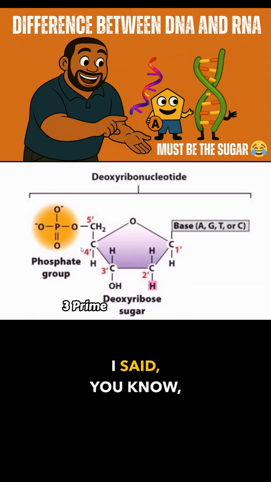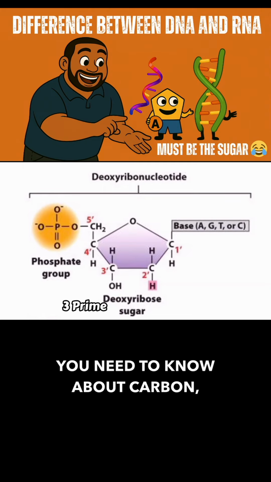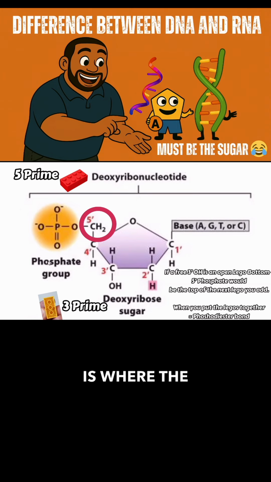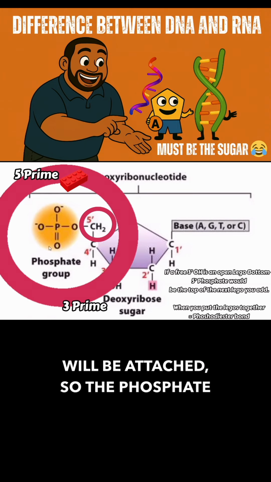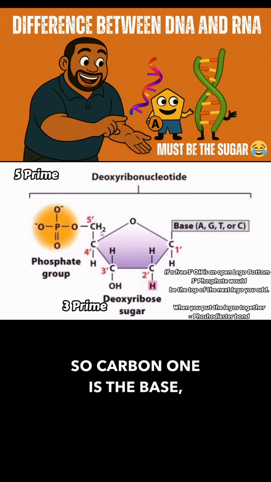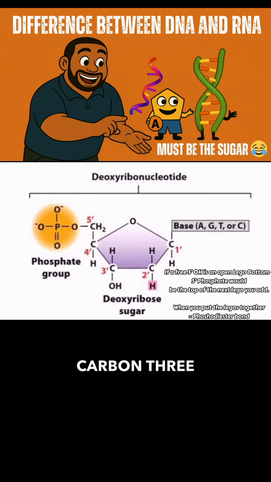Carbon four, I said there's something special about all of them except for one. Well, the one is carbon four. There's nothing you need to know about carbon number four, but carbon number five is where the phosphate group would be attached. So carbon one is the base. Carbon two is identifying. Carbon three is where I would add another nucleotide, and carbon five is where the phosphate group would be attached.